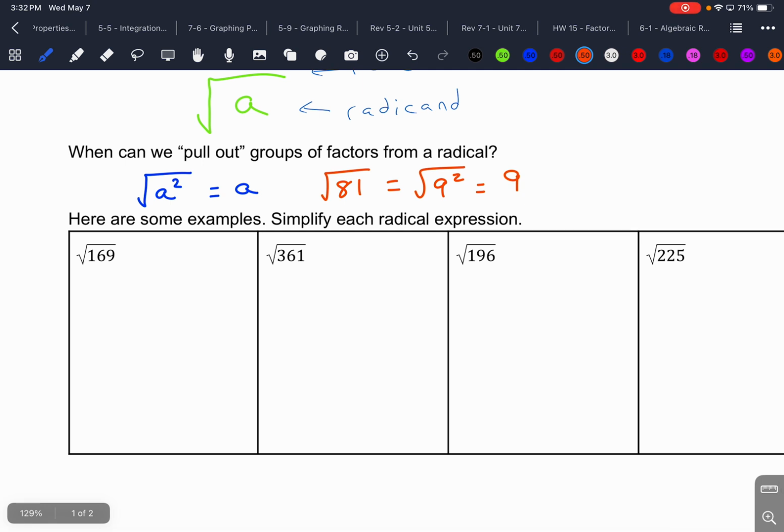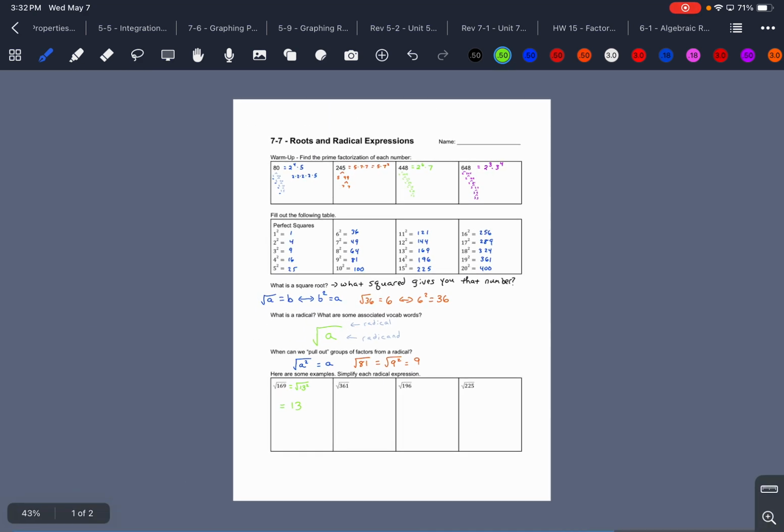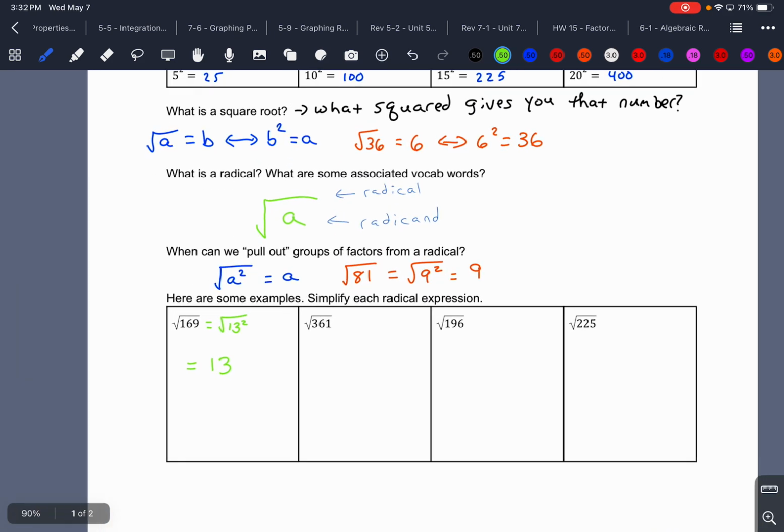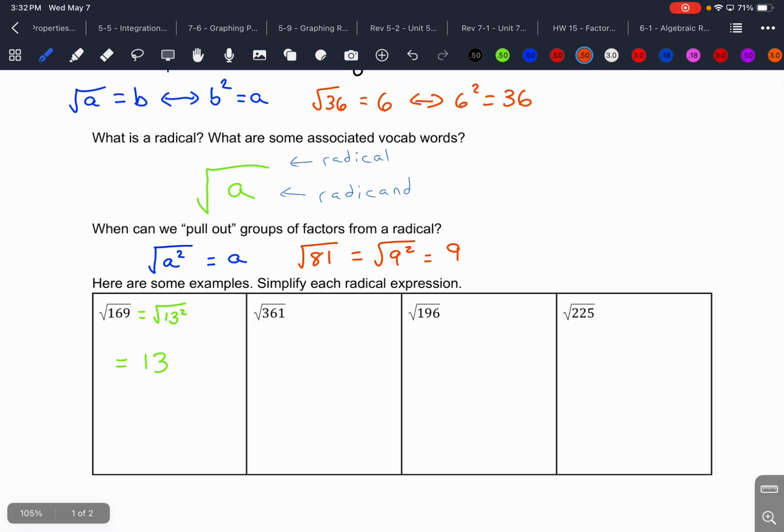But these are really easy. You're basically finding these up in the list up there. So the square root of 169, that is also known as the square root of 13 squared, which is 13. Wait, it's 13? I thought it was 14. Oh, no, I messed them up. So square root of 361, well, 361 is 19 squared, so that's 19.